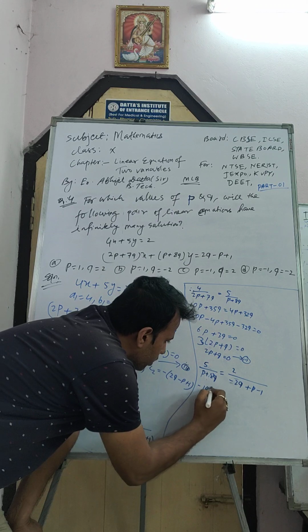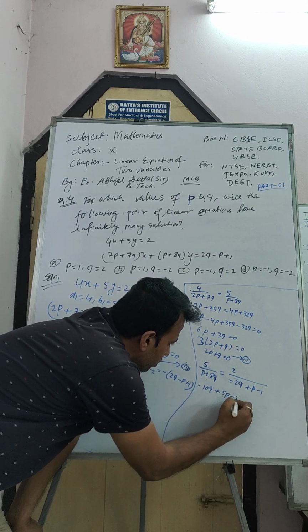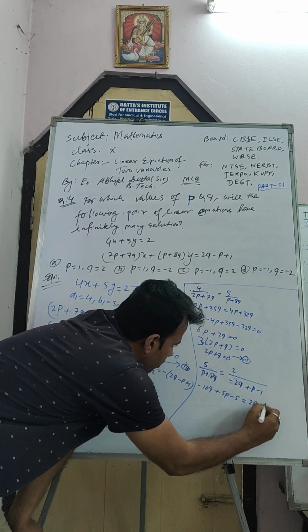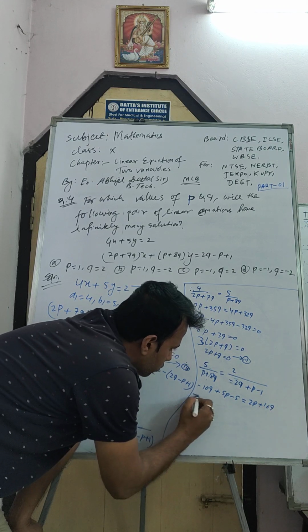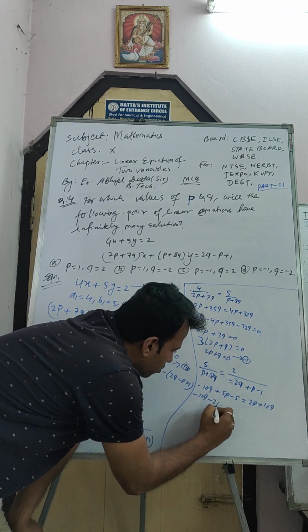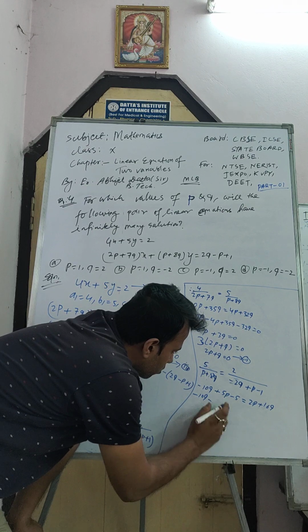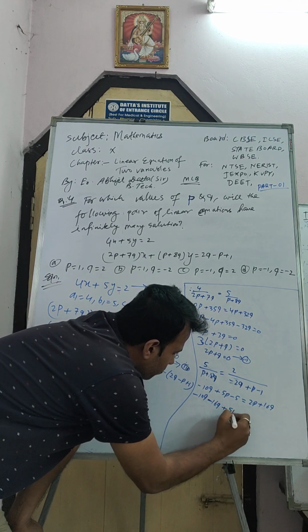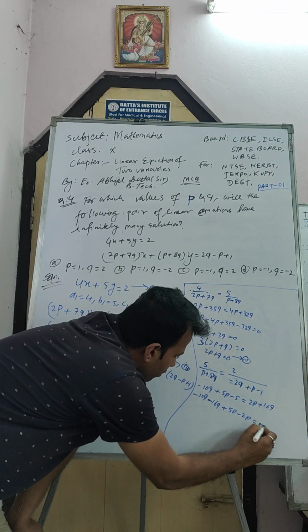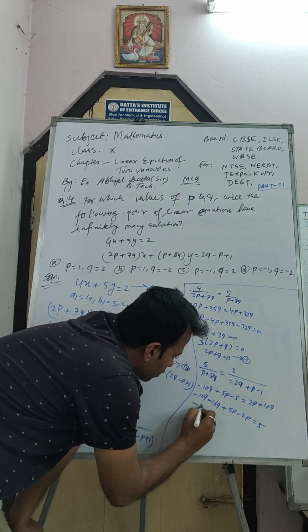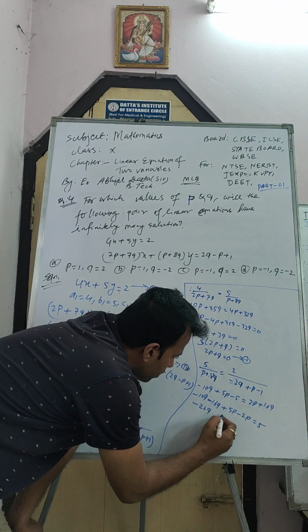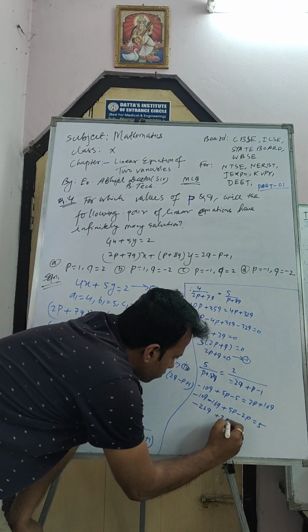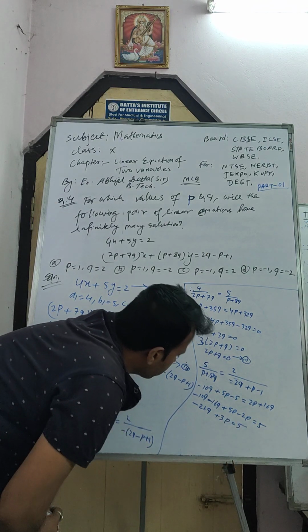It will become minus 10q plus 5p minus 5 equal to 2p plus 16q. So minus 10q minus 16q plus 5p minus 2p equal to 5. So it will become minus 26q and plus 3p equal to 5.